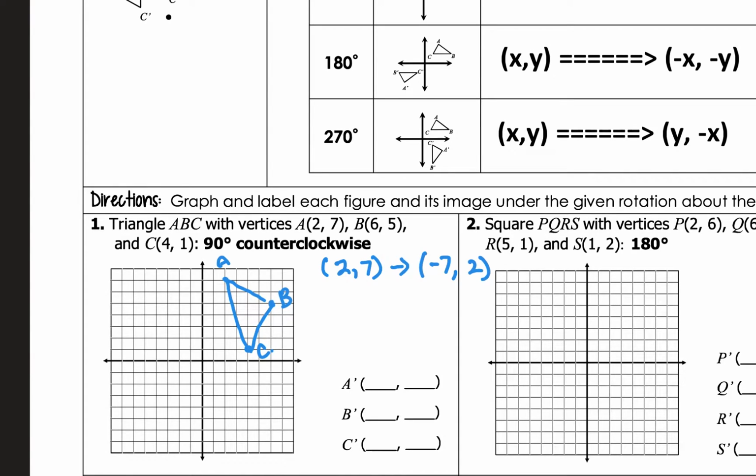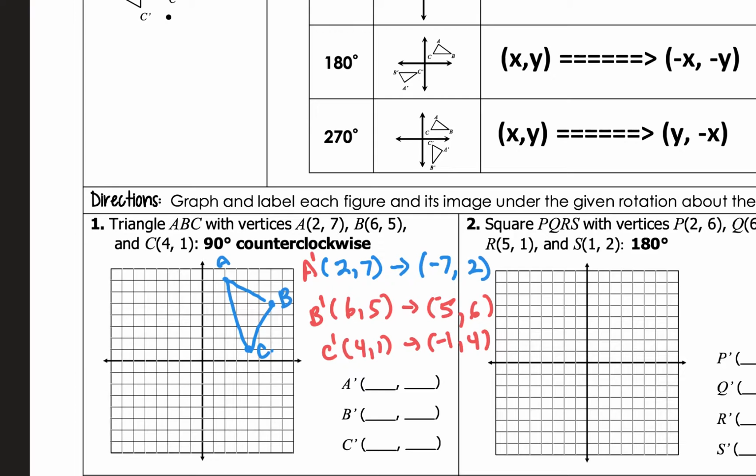The next point is B, 6, 5. So we have 6, comma, 5. So we have to switch the 6 to the 5. So we have 5, comma, 6. And we know that the x value is going to have to be negative. C is going to be 4, 1. So to find where the ordered pairs are when rotating 90 degrees counterclockwise, it's going to be 1, comma, 4, and that's a negative. So this was A prime, this is B prime, and this is C prime.